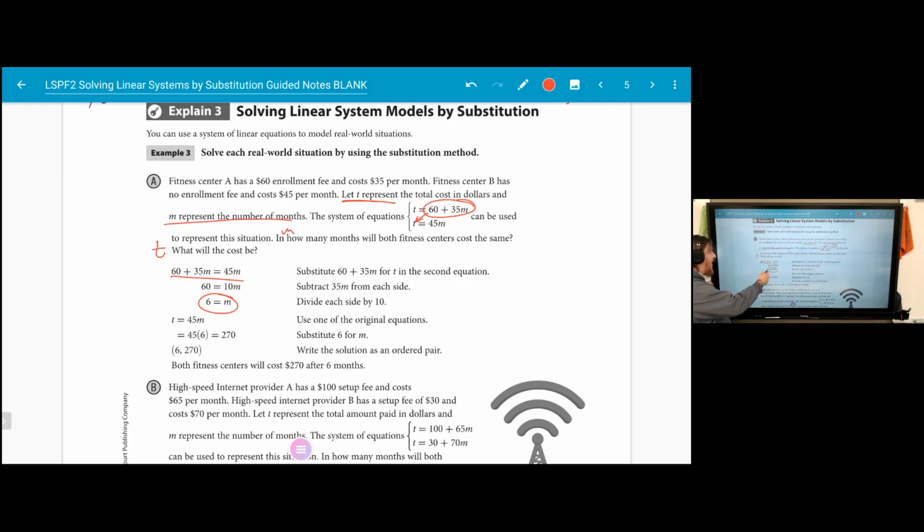If we put 6 back in for M, 45 times 6, because we'll use that second equation, T equals 45M. 45 times 6 is 270. We have 6, 270. In other words, after 6 months, they will cost the same, and that value is $270. Right there.